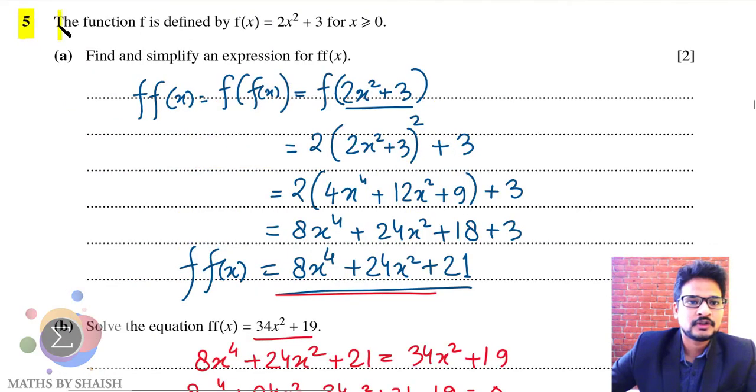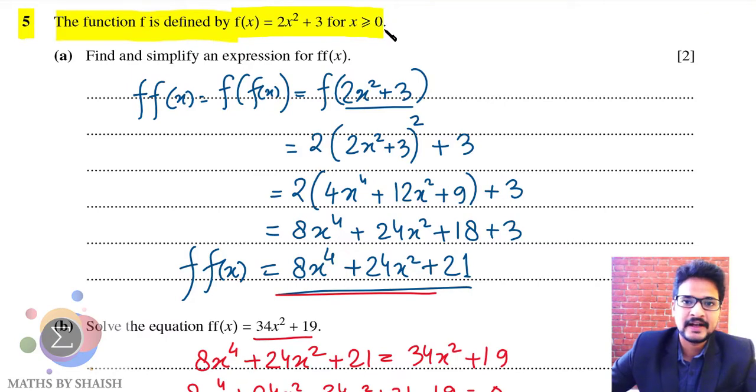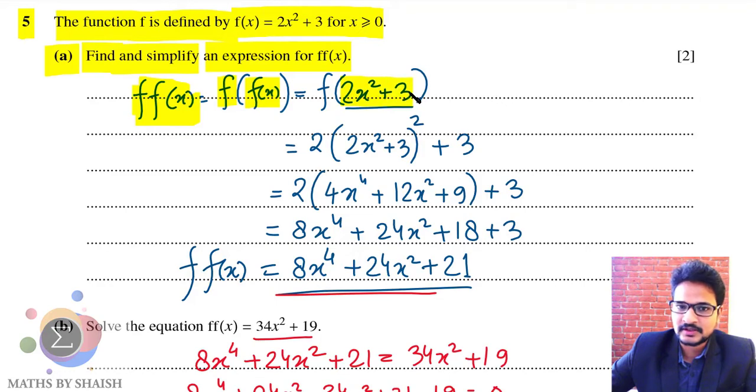Here is the fifth question. The function f is defined by f(x) equals 2x squared plus 3 for x greater than or equal to 0, meaning x is including 0 as well. The first part is to find and simplify an expression for ff(x). So it's a composite function of f. ff(x) we write as f of f(x). So the input is f(x) itself, and f(x) is 2x squared plus 3. So again there is a function that is going to be applied here.